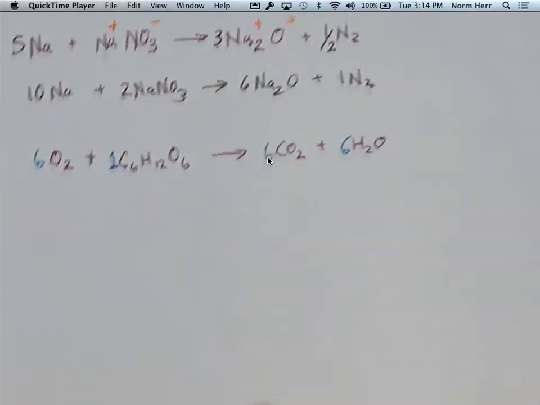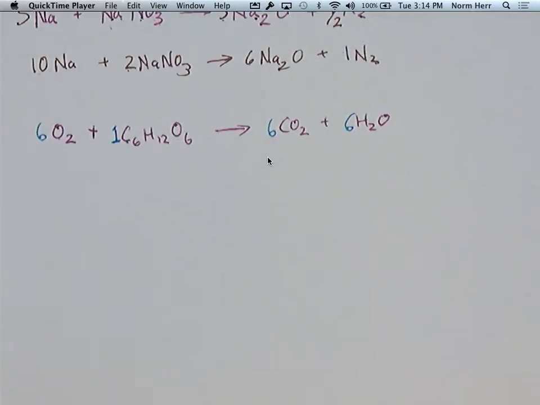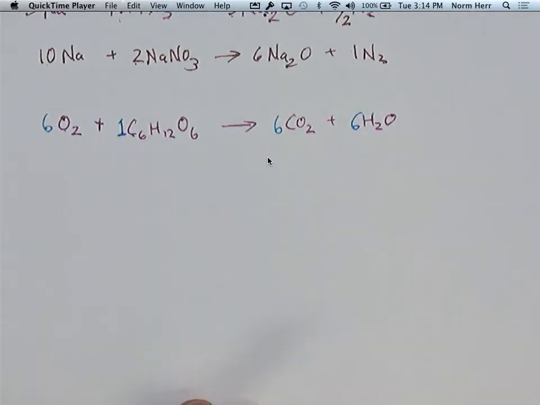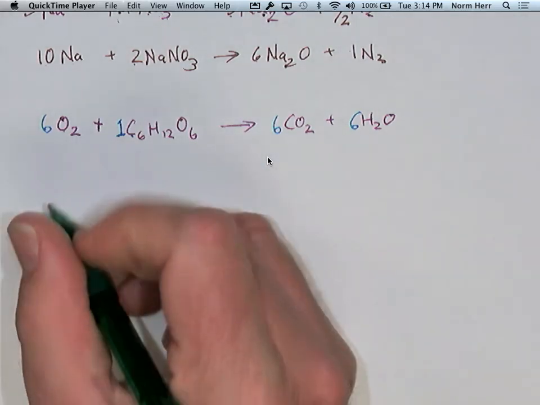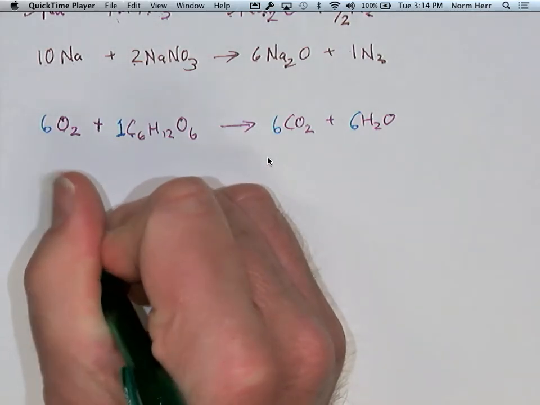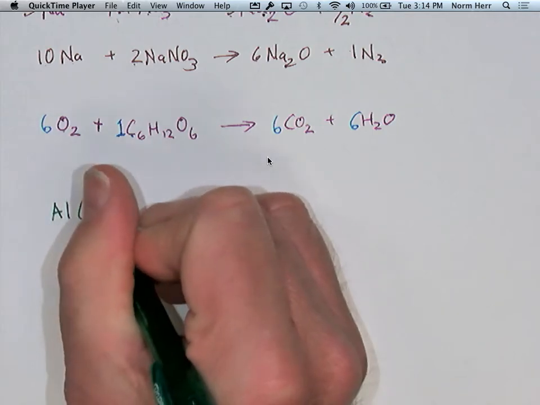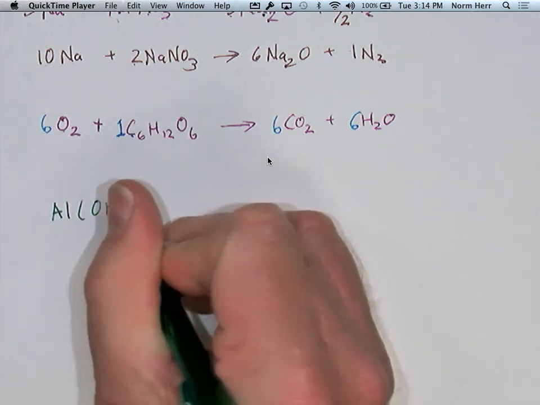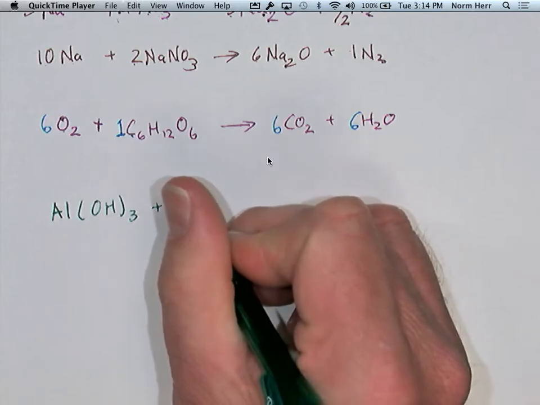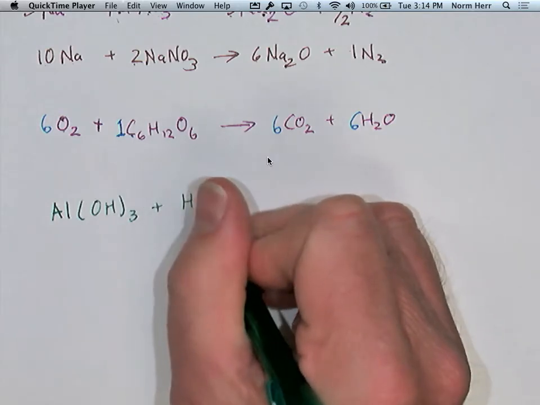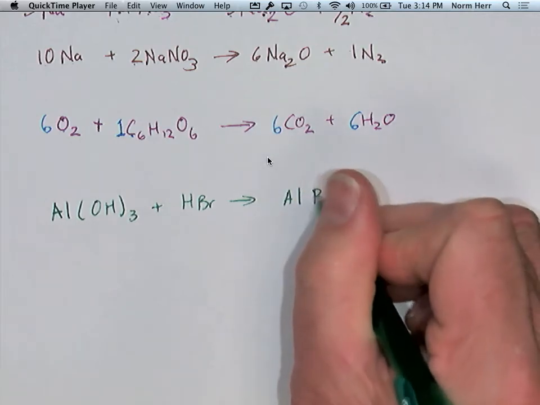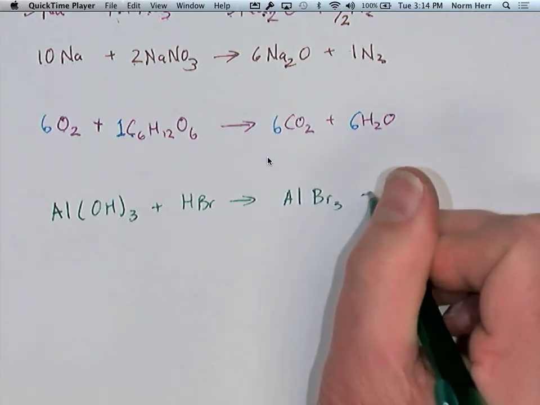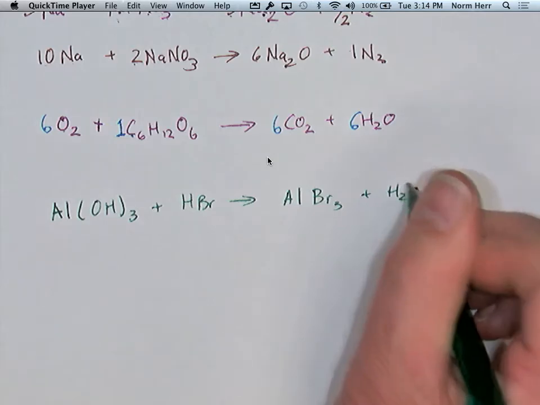Let's look at an example here of one that has some polyionic species, in other words, where there are going to be ions switching around. Let's say we take aluminum hydroxide and we're going to react it with hydrogen bromide. The product here is going to give us aluminum bromide plus water.